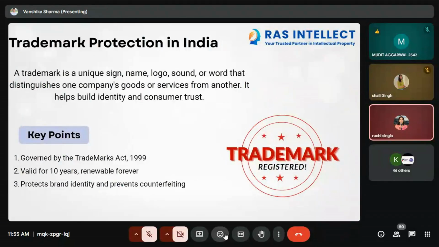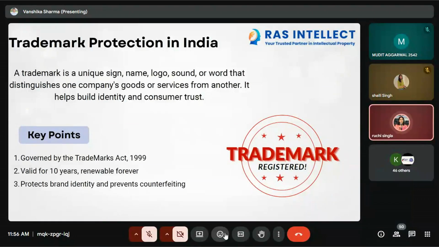Next slide, please. Trademark is a unique sign, name, logo, sound, or word that distinguishes one company's goods or services from another. For example, you can see the logo of my company. This is trademark. Nike logo, swoosh, everybody knows about that. That is trademarked. All the logos of big companies in the market, they go for the trademark. And most of the time it is a trademark war between two companies.